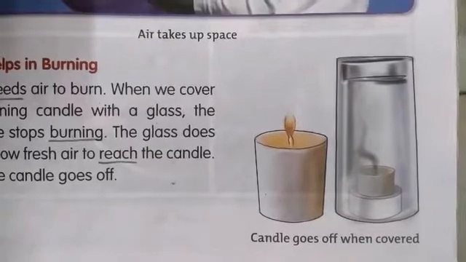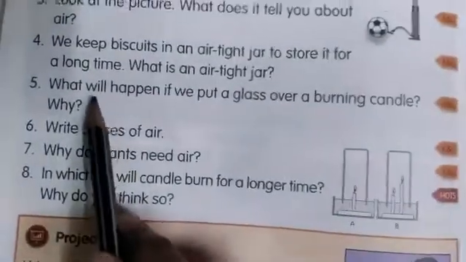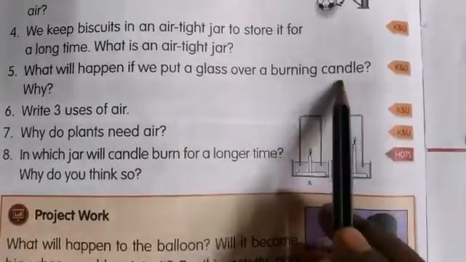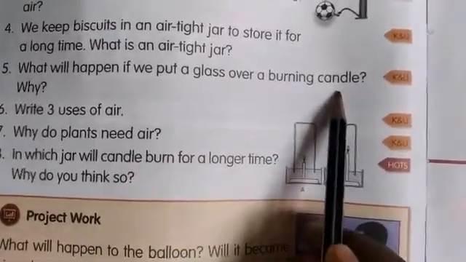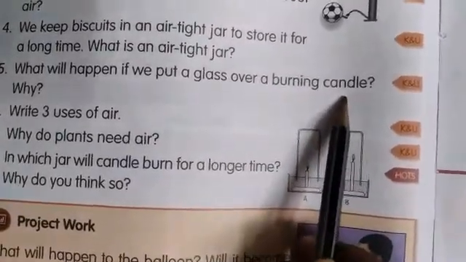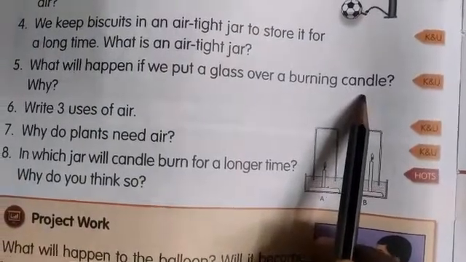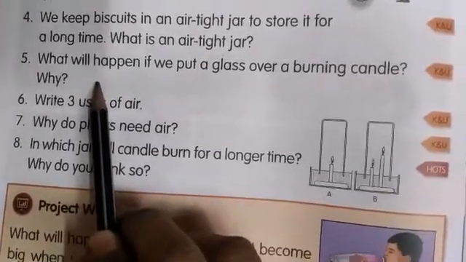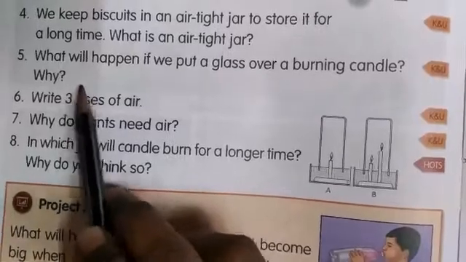Now look at your practice questions, children, page number 110. Today you are going to complete 5th and 6th. What will happen if you put a glass over a burning candle? What did you observe in the activity? The candle has been put off. Why? Because it doesn't get air for burning.